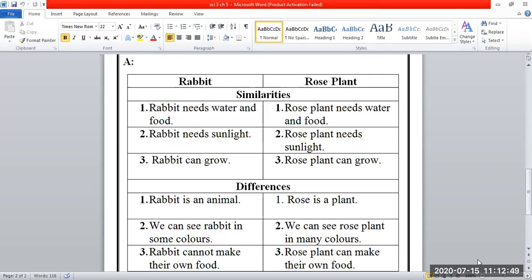Any one of you can tell us one similarity between a rabbit and a rose plant? I didn't write it as they have said only to write three similarities. Teacher, they both can grow. I have written grow. I said that beside these three points, there is one basic major similarity. I didn't write it there. So any one of you is going to tell us?